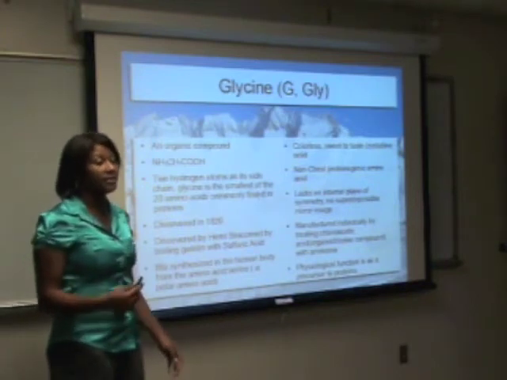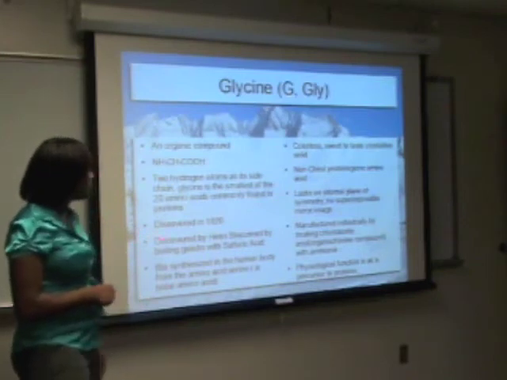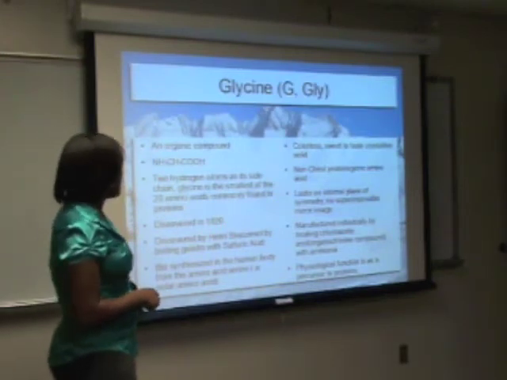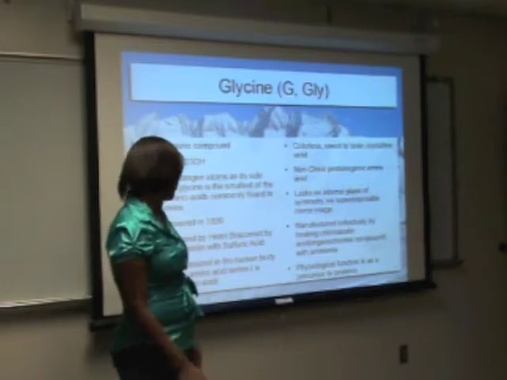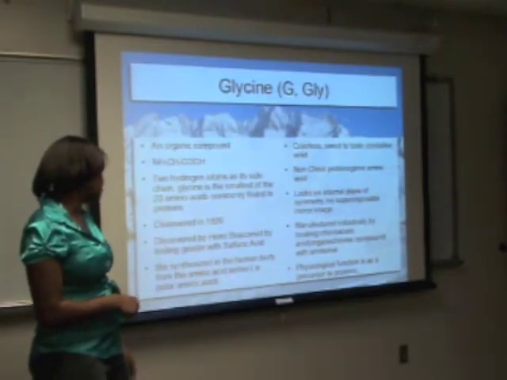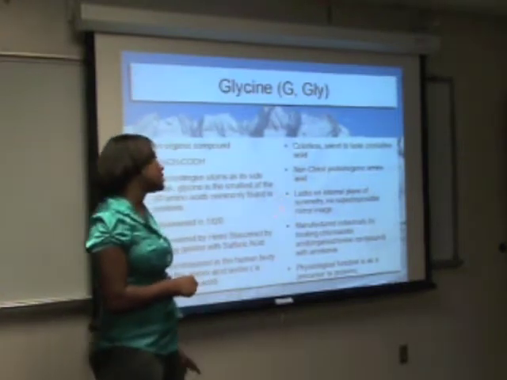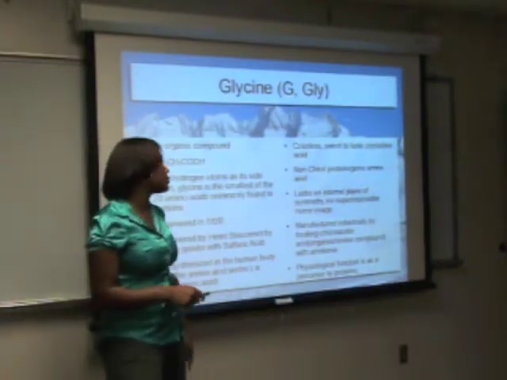Glycine is the smallest of the 20 amino acids. It was discovered in 1820 by Henry Braconnot by boiling gelatin with sulfuric acid. It is biosynthesized in the human body from the amino acid serine, which is a polar amino acid. It lacks an internal plane of symmetry. There's no superimposable mirror image.